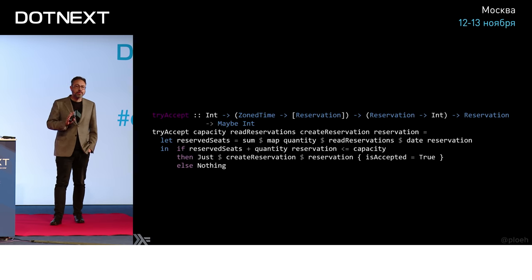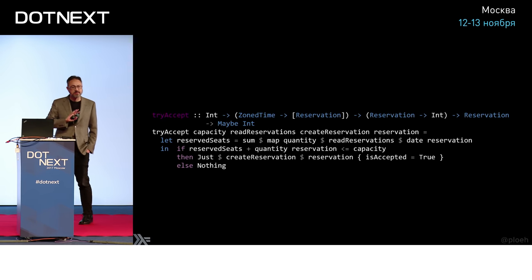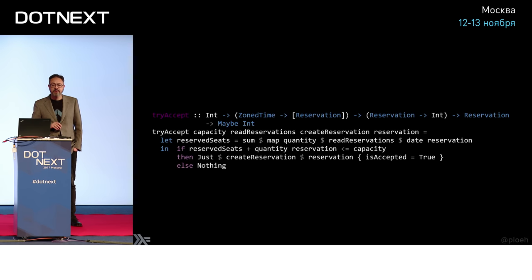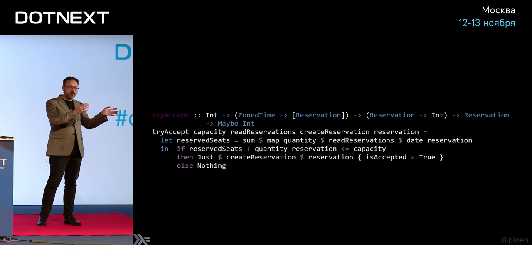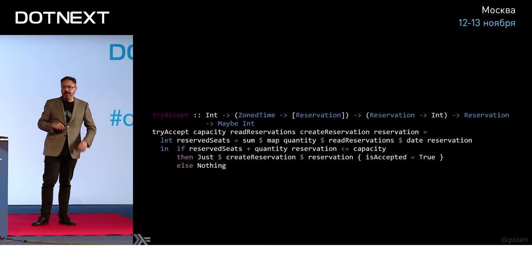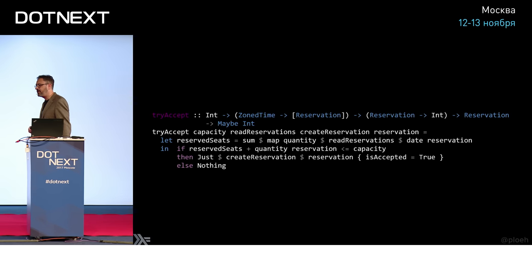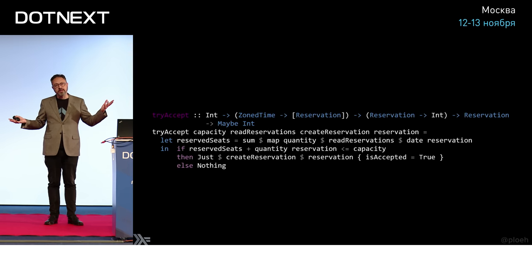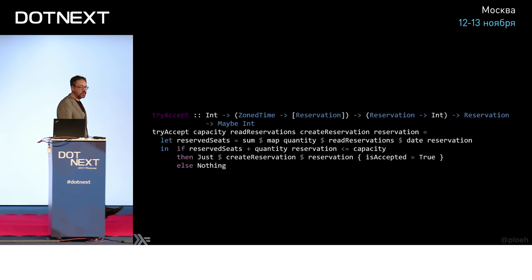Basically, the important part of the try accept function here is just the top line that gives you the type of the function. So a couple of things changed here. It's not called DateTimeOffset anymore. It's called ZonedTime. A reservation list is not written as reservation space list. It's just Reservation with square brackets around. Every time you see square brackets in Haskell, it just means a list of that type. And it's not called int option, it's called Maybe Int. But that's basically the same. Apart from that, it's pretty much the same thing that's going on here.